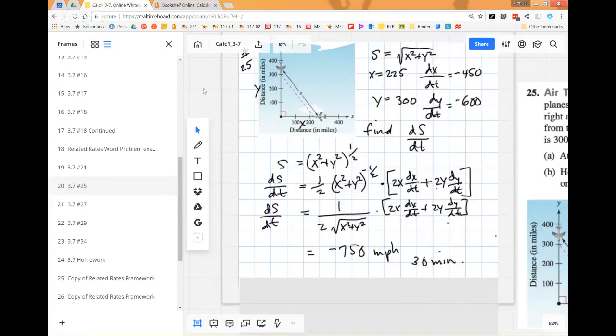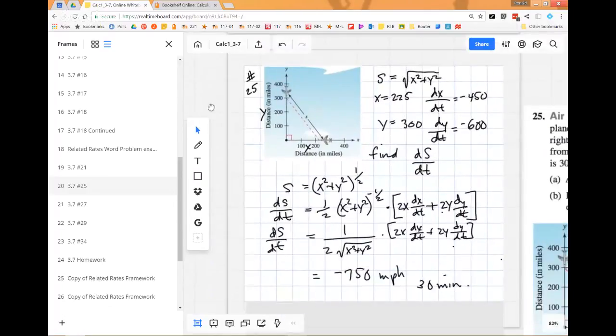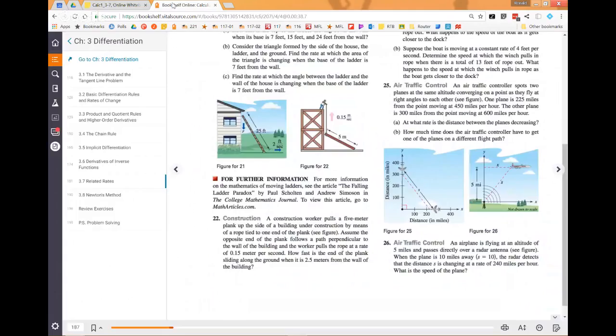let's see, that was part of the rest of the question. Let me go back and find, what's the question? Yeah. So we found the rate at which the distance between the planes is decreasing, 750 miles an hour. How much time does the air traffic controller have to get one of the planes on a different flight path? Well, how do we figure that out? Okay, let's go back to the problem.